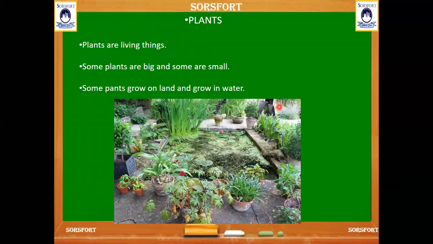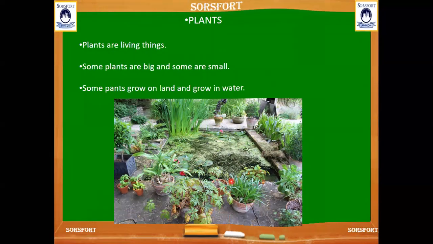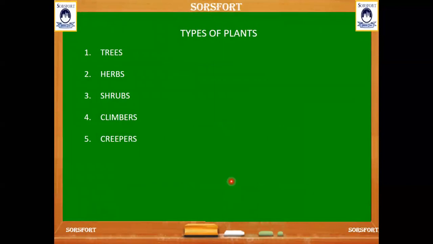What are plants? Plants are living things which we can see around us. What all do they contain? Leaves, flowers, fruit, stem and roots. Here we can see some of the plants are big and some are small. Some plants grow on land and the others grow in water. Here we can see the many kinds of plants around us.